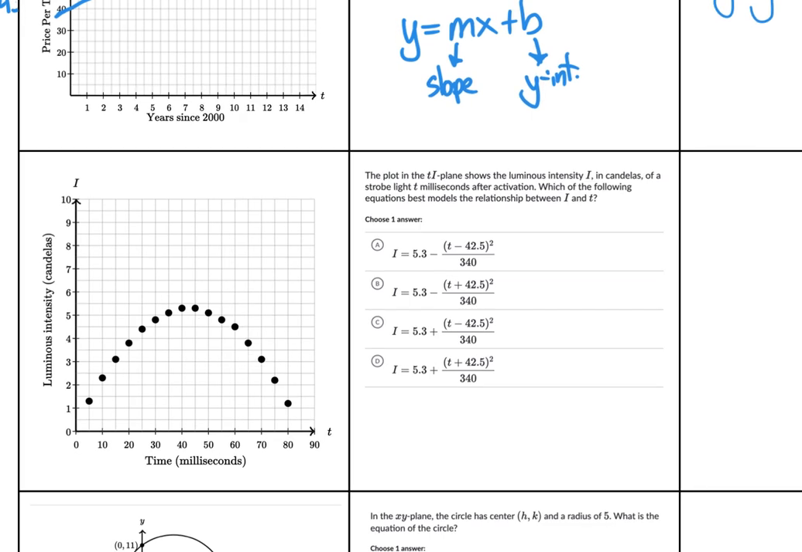All right, a plot in the time and intensity, luminous intensity plane shows the luminous intensity I in candelas of a strobe light t milliseconds after activation. Which of the following equations best models the relationship between I and t? So again, we're going to look at what graph we have here. This looks like a parabola. Please note that for a parabola to open downward, it has to have a negative in front of the x squared. So that's the first thing I'm going to look for.